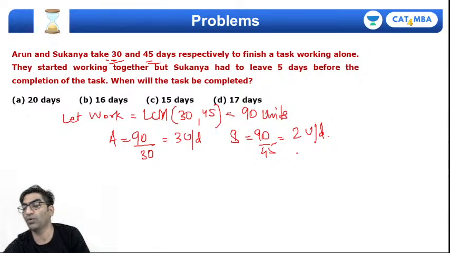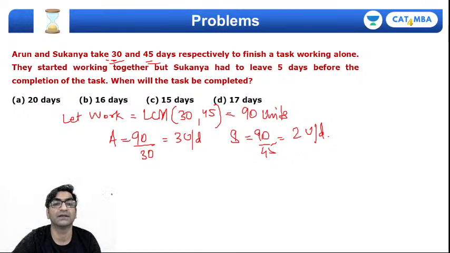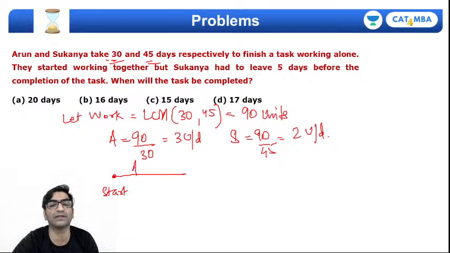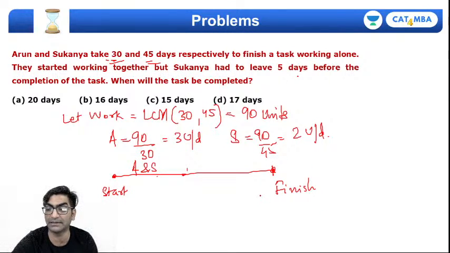Right? Okay. Now, what do you know about the manner in which they work? So think about a timeline. This is when they start. And when they start, they both work together. Arun and Sukanya are both working, right? But somehow, Sukanya had to leave 5 days before completion of the task, which means if this is where the task was completed, then Sukanya will leave somewhere here, right? And up until here, Arun and Sukanya both have worked, which means if Sukanya leaves at this point, then only Arun will work beyond this point, right?